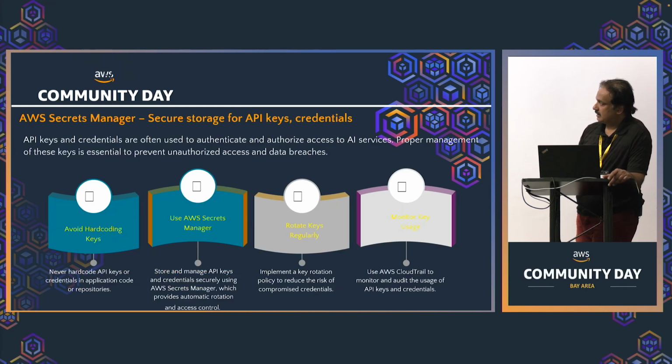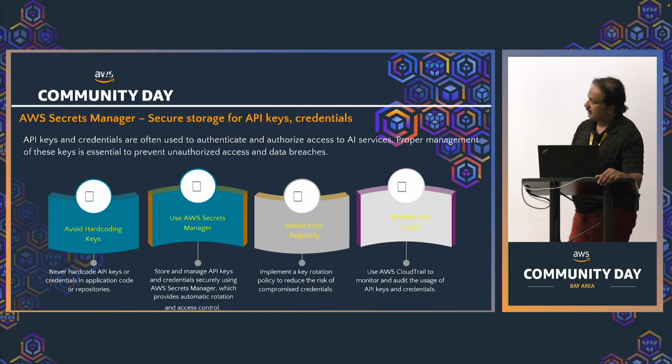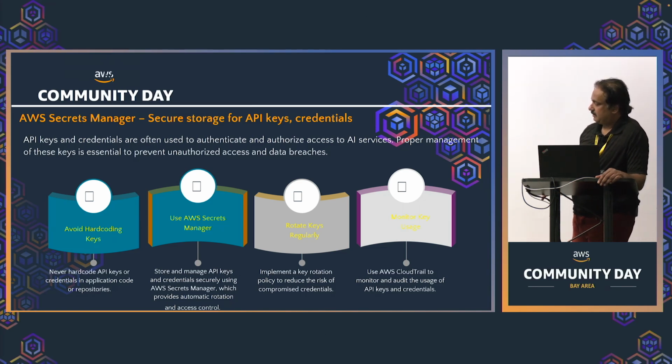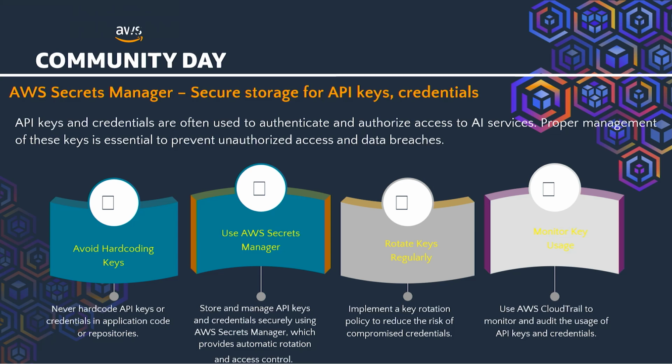And use Secrets Manager to store API keys and credentials instead of having them directly in your code. Avoid hard coding keys. Use Secrets Manager to store all your passwords and credentials, which will provide automatic rotation. Otherwise, have regular key rotation policies, and also use CloudTrail to monitor and audit the usage of API keys and credentials.